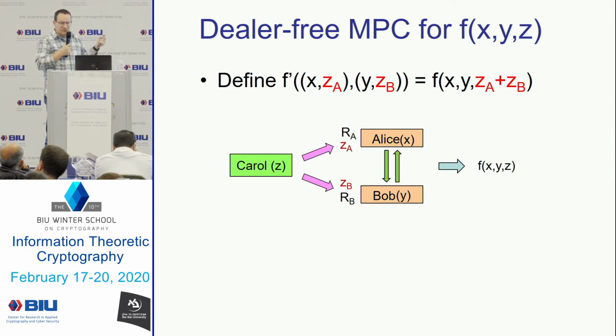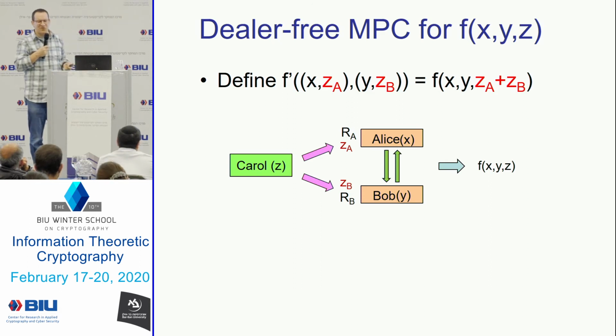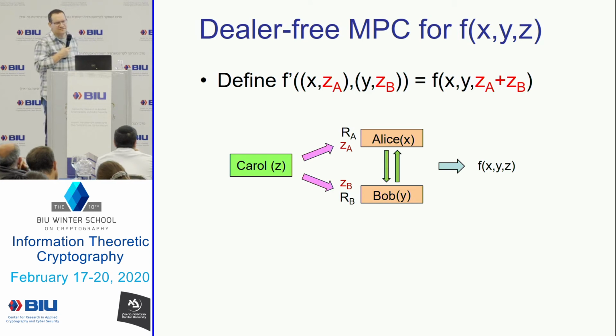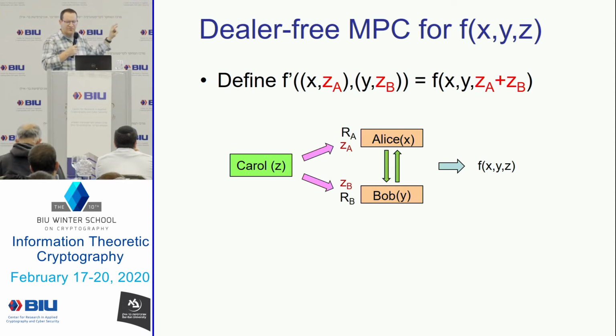Now we get a 3PC with security against one passively corrupted party, because knowing the correlated randomness doesn't help Carol unless she colludes with Alice or Bob. Cool, so we did get a feasibility result for 3PC with one passively corrupted party.